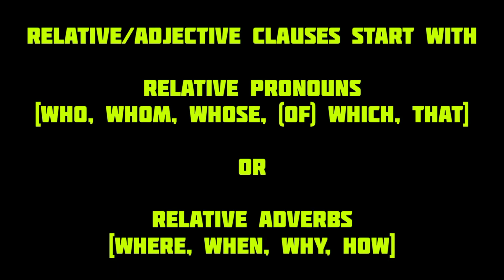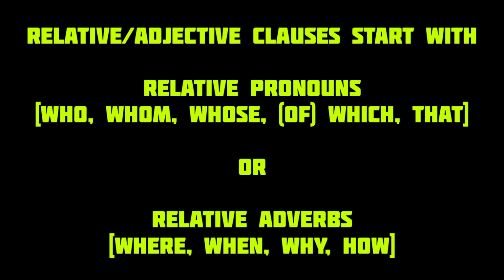But the question is, how do you identify an adjective clause in the sentence? You see, adjective clauses or relative clauses are introduced by relative pronouns such as who, whom, whose, which, and that, or by relative adverbs such as where, when, how, why. In other words, if you see any of these words at the beginning of a clause and after a noun or pronoun that it describes, you know that it's an adjective clause.